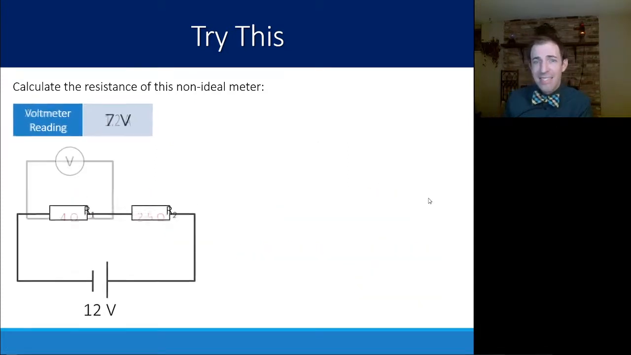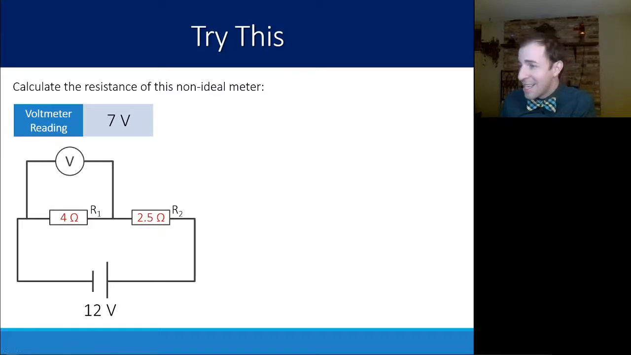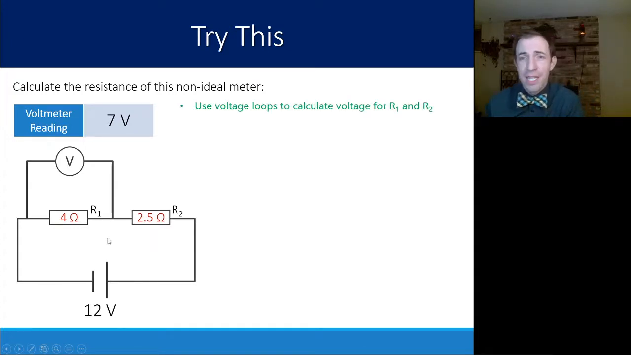If we look at an example of a voltmeter, say we connect it up to this circuit here, we see that our voltmeter reading is 7 volts. Again, this is going to be a little bit longer walk to get to where we need, but we can calculate the resistance of this non-ideal meter just with the fact that it's measuring 7 volts. Because if it wasn't there, this wouldn't actually be measuring 7 volts. Instead, it'd be measuring something a little bit higher.